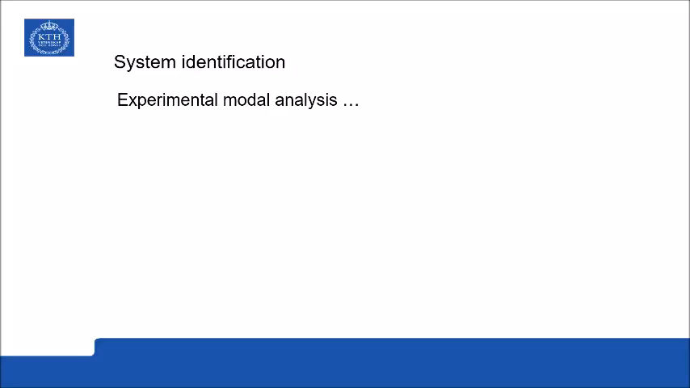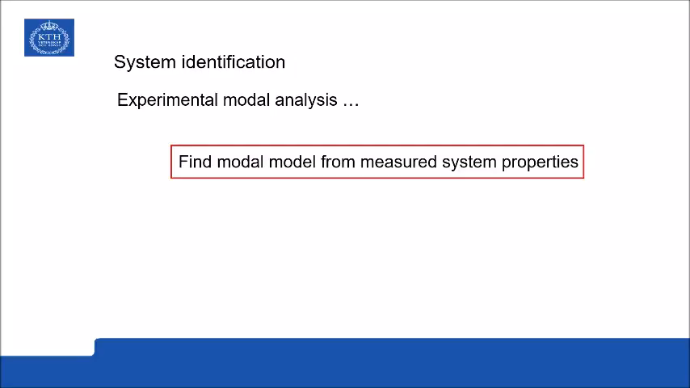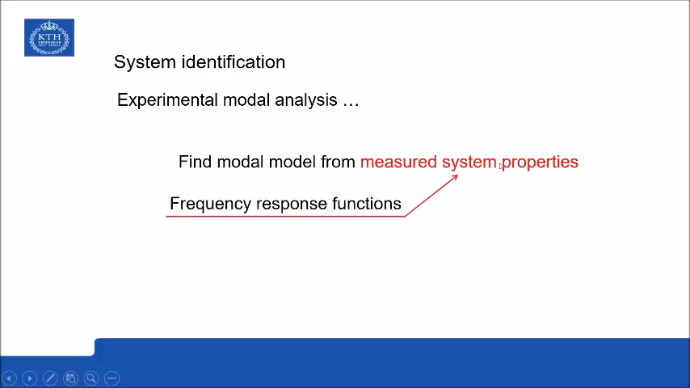Now, when we turn to experimental modal analysis, we must be clear that one of the purposes of experimental modal analysis is to find a modal model from the measured system properties. The measured system properties we talk about here are normally frequency response functions. The process to find this modal model from the measured system properties is called system identification.